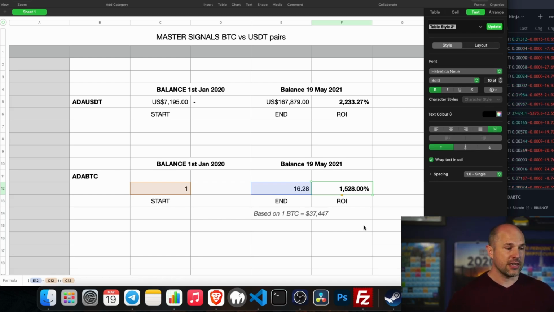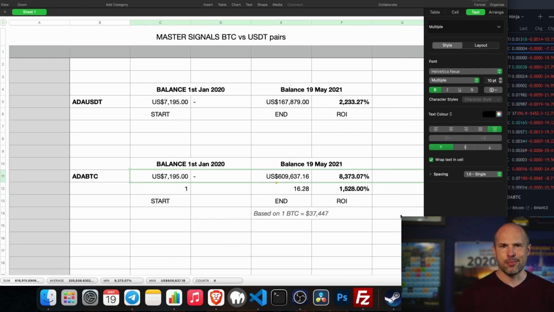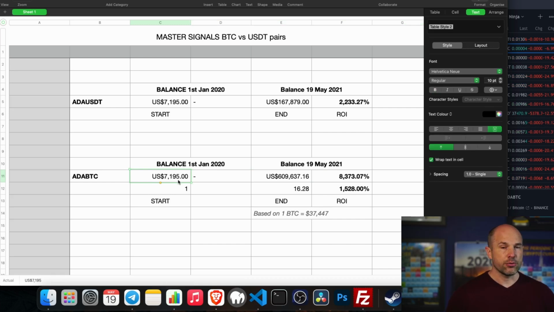But the big difference here is, of course, what is the value of Bitcoin here when you just had one, and how much is Bitcoin worth right here? So if I just bring back in this column, turning that text back to black, we can see that there we go. We started off with the 7,000 odd worth of Bitcoin. We then ended up with 600,000, okay? And that is today's value for Bitcoin being at $37,000. That gives you 8,000%, over four times more gains by trading with Bitcoin pairs rather than trading with USDT.